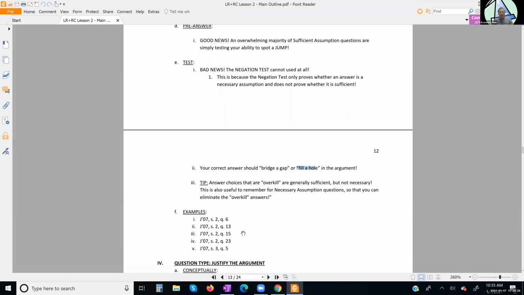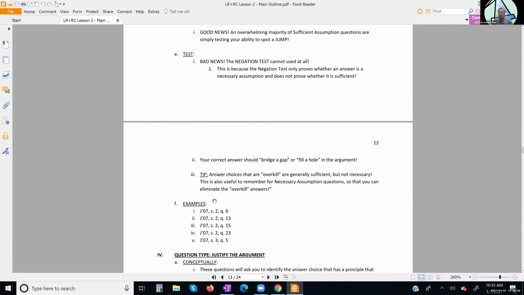Now, we're going to put this into action with the June 2007 examples. If you haven't already done these, go look them up. June 2007, we have a few examples here. You can Google June 2007 LSAT. LSAC has it on their website as a free PDF. You can pause the video right now, go do these questions, then come back, because I'm going to be getting right into the explanations.